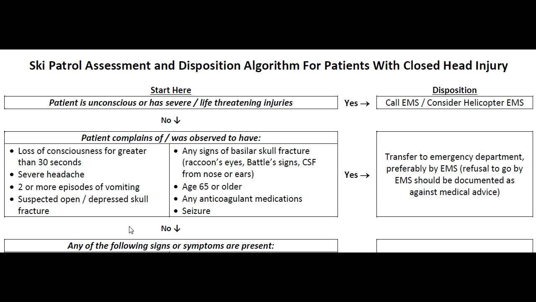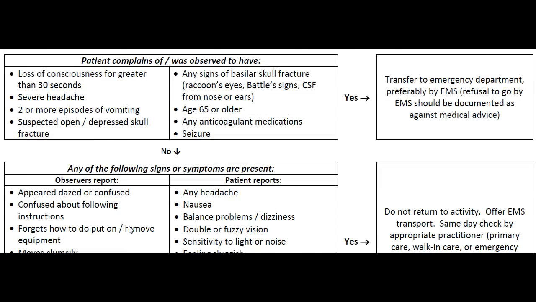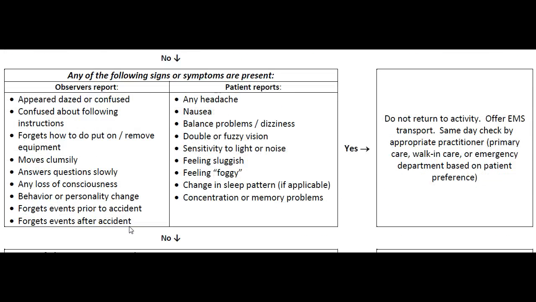But suppose they don't have any findings that make you worried about intracranial hemorrhage. Well, then we want to assess them for signs and symptoms that make us think about a concussion. And we'll talk about why, when we talk about disposition, it's so important to identify patients with these concussion findings. But we're looking for signs, things that observers, people skiing with that person, or if they were a racer, the racing staff report to you, and anything the patient reports to you, their symptoms.